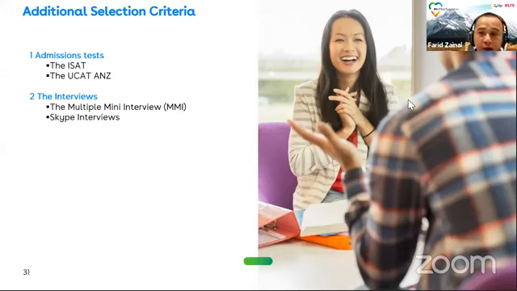Okay, moving on, you will have your additional selection criteria, right? As mentioned, for the undergrad, you have your ISET and your UCAT ANZ. And then for your interviews, a number of the universities do the multiple mini interviews or simply Skype interviews in view of the current pandemic.